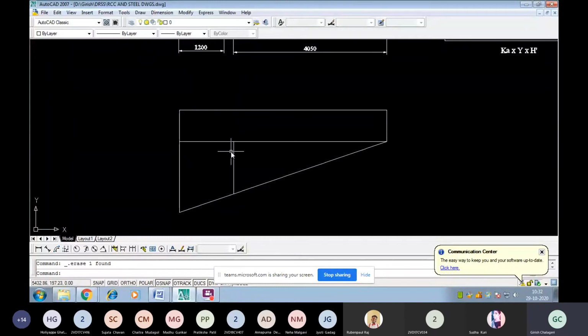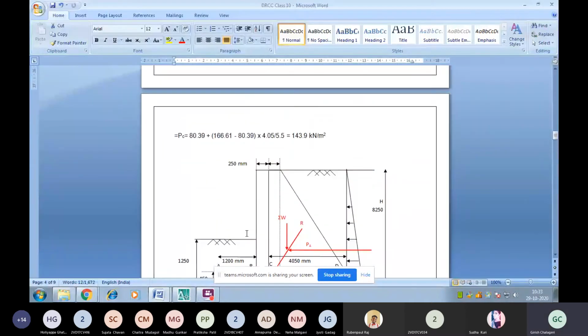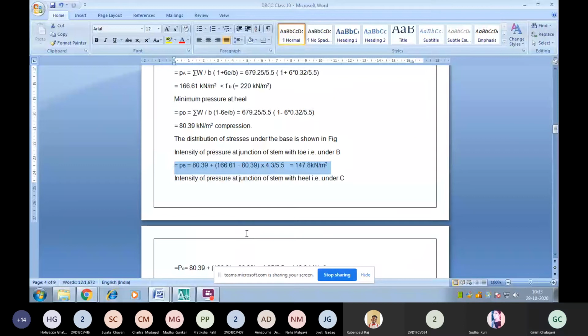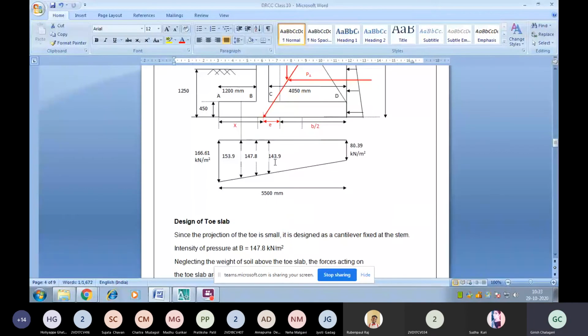This is how similar triangles work. This is one triangle, this is the other triangle. If you apply this, we will get 143 and 147. That's how we got them here. 83 plus (166 minus 83) times 4.3 by 5.5, we get 147. Applying the similar triangles formula, we get 143 and 147. That is the pressure below the stem at B and C. So this is what we have done here.